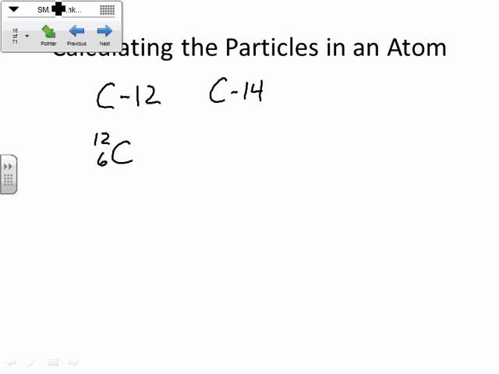This is carbon 12, and this is carbon 14, okay? Now what's that bottom number telling me? You remember? Okay, the bottom number is the atomic number, which is the number of protons, okay? So the number of protons, notice, in both of these is exactly the same, right? So if the number of protons is the same, what's different between the two isotopes? The number of neutrons, okay? So isotopes have different numbers of neutrons in them.